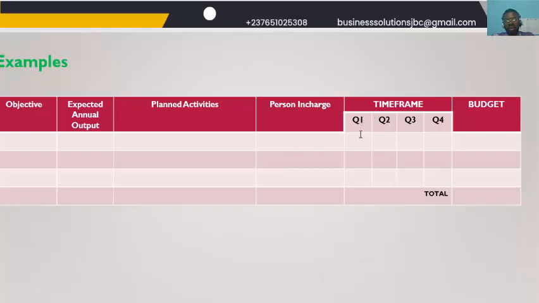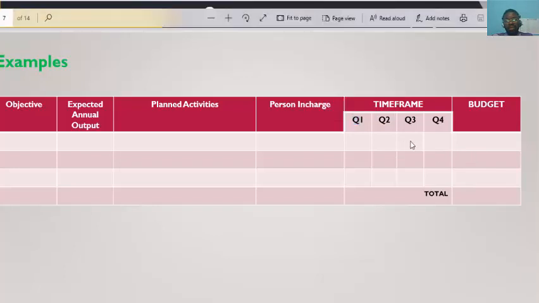The time frame. Is it within the first quarter of the year? I'm sure we understand what quarters are. A quarter is one-fourth. If you divide the year into 4, we have 4 quarters. The first quarter runs from January to March. Second quarter runs from April to June. Third quarter runs from July to September. The fourth quarter runs from October to December. And so you should be able to spell out if the project falls within the second or the third quarter.